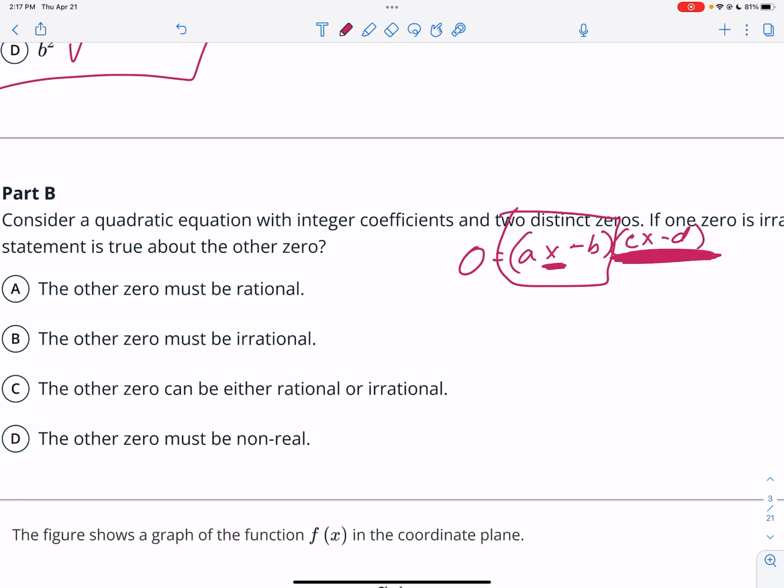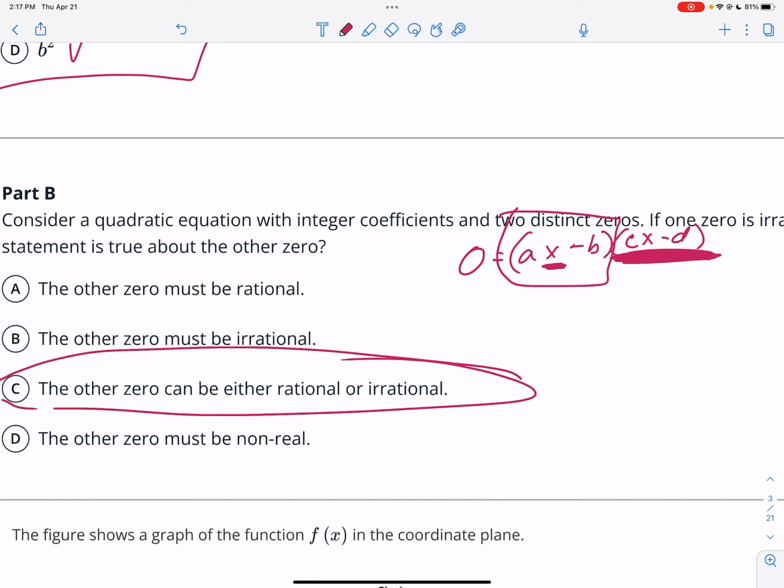0 times an irrational number is 0. 0 times a rational number is 0. Those are your only two options. So it turns out it doesn't matter if this thing ends up becoming rational or irrational. It doesn't matter if this part of it is rational or irrational. At the end of the day, this is going to end up being 0. And 0 times a rational number is 0. 0 times an irrational number is 0. So the answer is C, because it could happen in both instances.